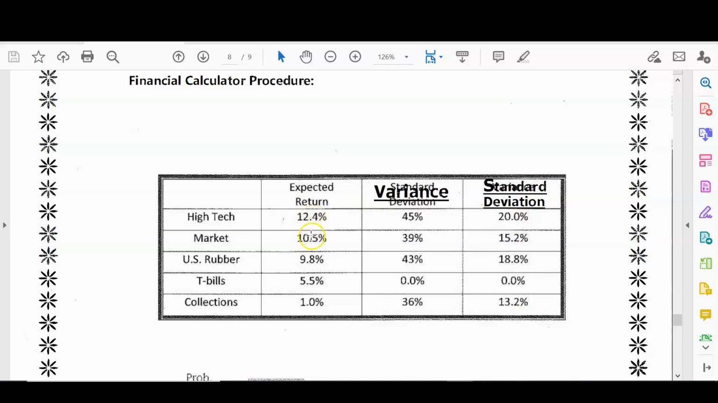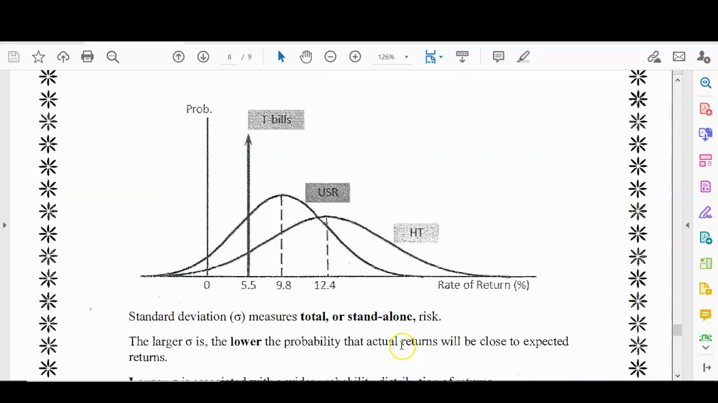Market has a little bit lower expected return compared to high tech, but also lower risk. US Rubber, lower return, but higher risk. So it's not as good as the market index. Treasury bills, very stable, no risk. Collectibles, low return, high risk. So this is not as good as the market index either. Okay.